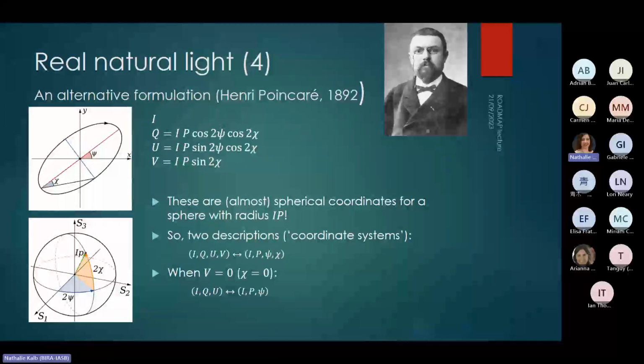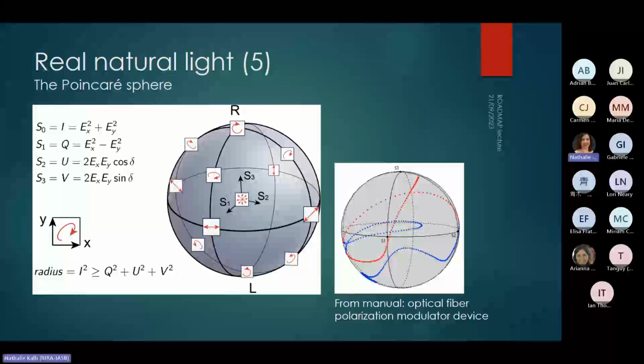These two formulations, you can use both of them, and both have advantages and disadvantages. Here's another view of the Poincaré sphere. It looks like a mathematical device that is useful for theoretical insights, but actually this is from a manual for a polarization modulator device. And you can meet the Poincaré sphere over there as well. So this device actually changes the state of polarization of optical fiber light. It goes up and you can program it.